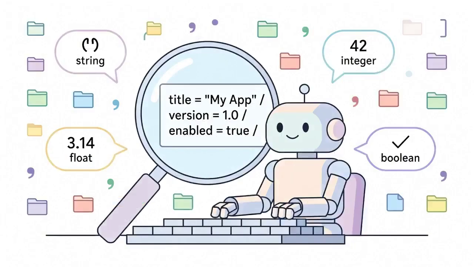Every TOML file is just a fancy dictionary. Keys sit on the left, values on the right, joined by an equals sign. Strings go in double quotes, integers are whole numbers, floats carry decimals, and booleans are simply true or false. Double-quoted strings honor escapes like \n, while single-quoted strings stay completely literal.